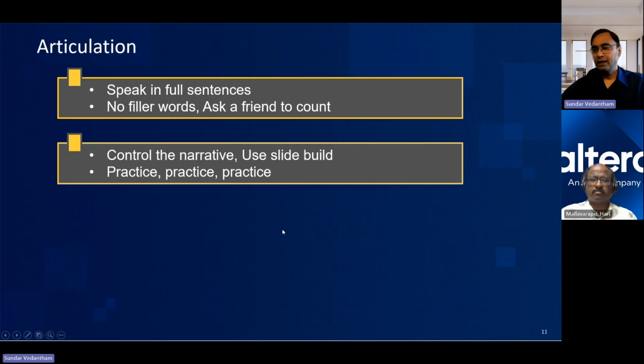I can't emphasize this enough. Most people think, I've been working on this for so long. I know what this material is. I can just talk about it. No problem, right? That's not right.